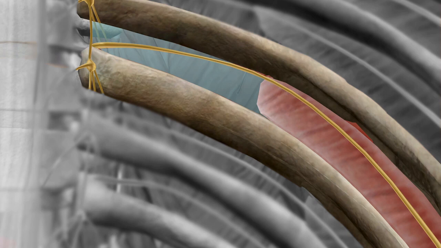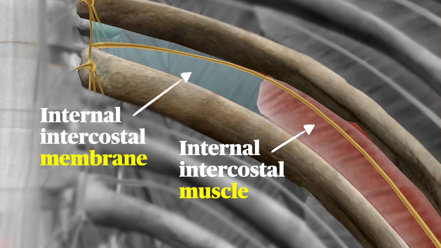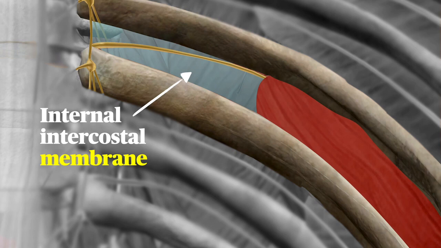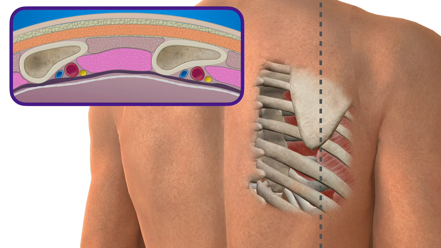Superficial to the neurovascular bundle on the lateral chest wall is the internal intercostal muscle. It comes to an end at the angle of the rib about 5 centimeters off the midline and gives rise to the internal intercostal membrane. Deep to the nerve on the lateral chest is another muscle, the innermost intercostal muscle. How inner? The most. There is no membrane associated with this, so at the medial aspect the nerve is directly adjacent to the pleura.